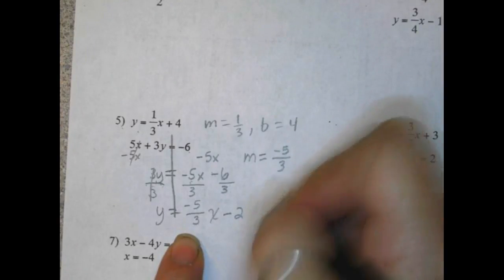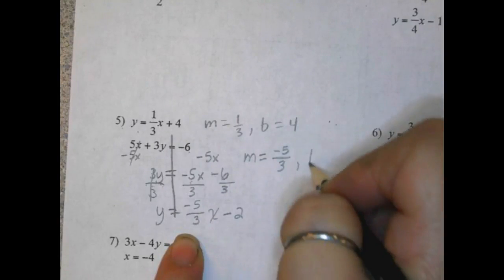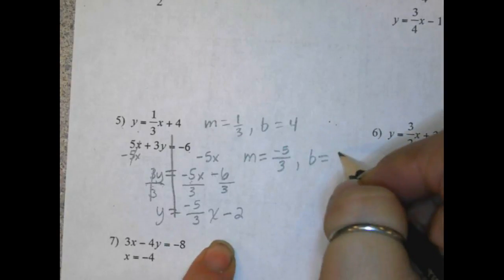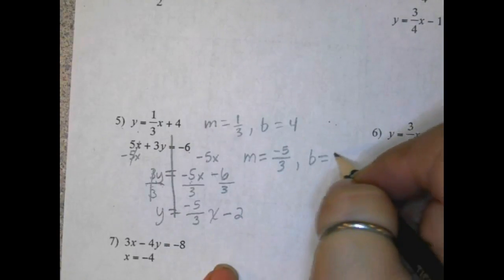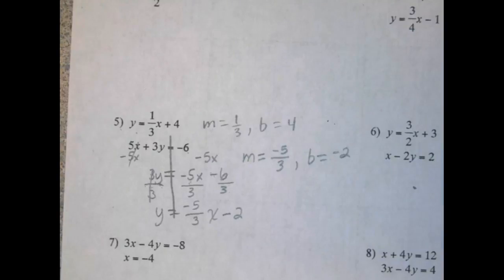Make sure you're paying attention to that negative sign. And my b is what? What is it? Negative 2. Again, making sure that you're paying attention to that negative sign, because that will change the direction and location of your graph. Okay? So I think, looking at it, 1 through 4 are in slope-intercept form.